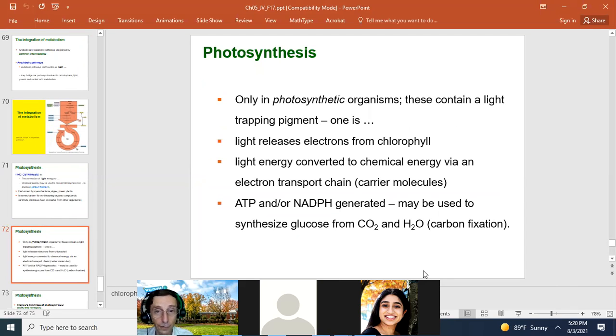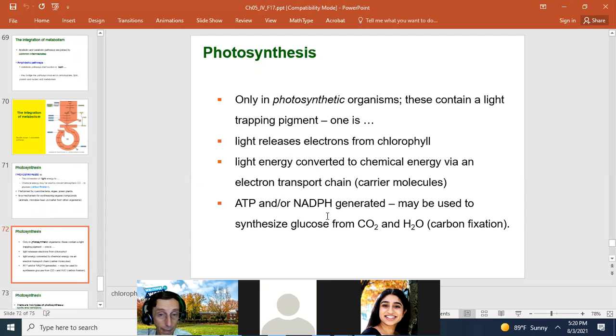Photosynthesis only occurs in photosynthetic organisms. They contain a light-trapping pigment. You actually know one of them, and it's chlorophyll. When light hits chlorophyll, the light releases an electron from chlorophyll, and then that energy in the light is converted into chemical energy using the electron. And how that's done is via an electron transport chain. We'll take a look at that in a minute.